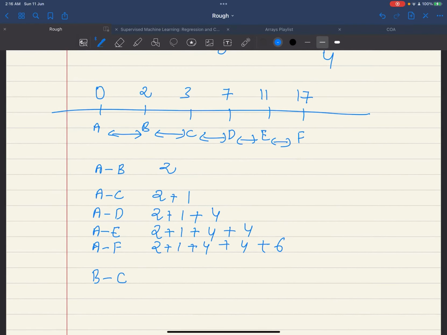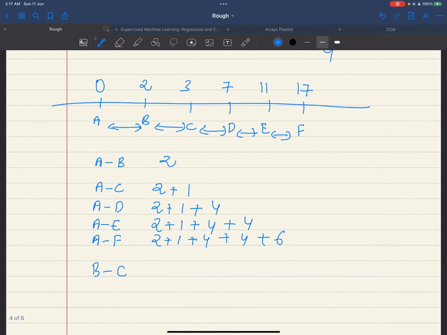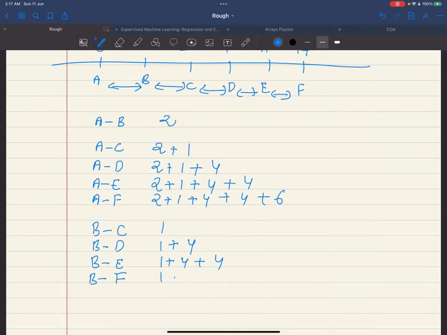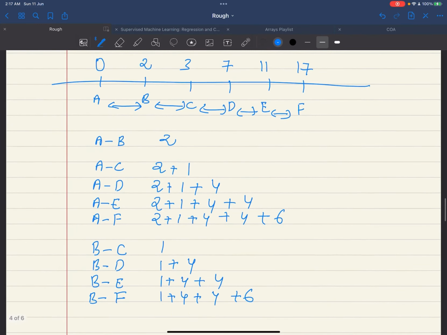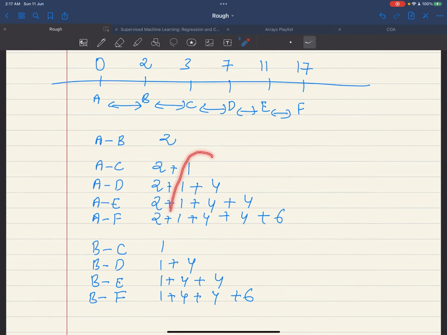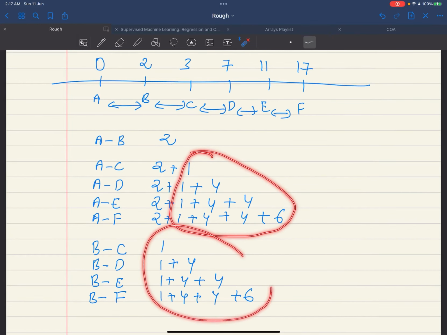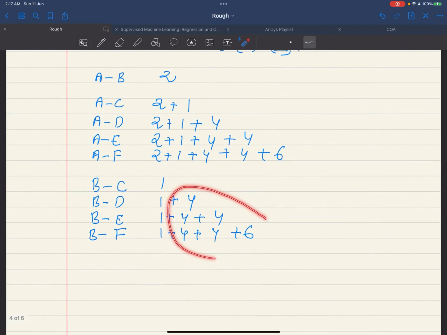B to C. Now you'll notice something, so the distance between B to C would be 1, right? Now B to D would be 1 plus 4. Now B to E would be 1 plus 4 plus 4, right? B to F would be 1 plus 4 plus 4 plus 6. Now notice something, that this is repeating, right? This part is repeating. And in the next set of pairs, you'll notice that this will repeat, right?